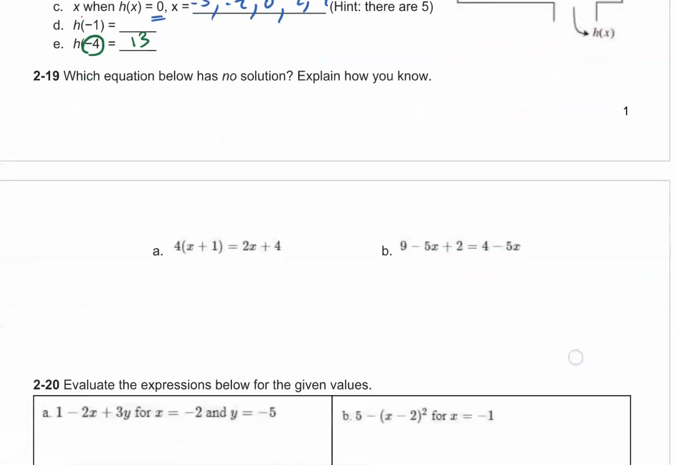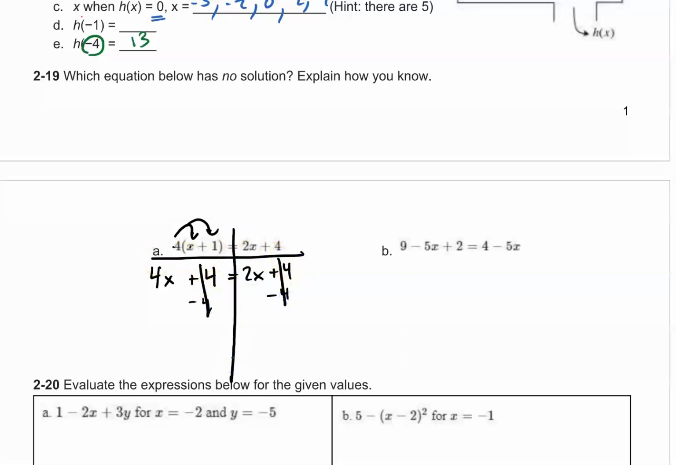Okay, 2-19. Which one has no solution? So if you're looking at A, the way you would solve this is you would distribute the 4. Might remember this from middle school. 4 times x is 4x. And then there's a plus sign. 4 times 1, which is just 4. And that's equal to 2x plus 4. So let's go ahead and solve this. Take away 4 on both sides. Those both make 0 pairs.